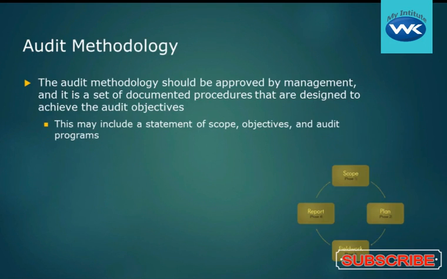Now, the methodology you use for auditing should first be approved by management, and it's going to contain the set of documented procedures that are designed to achieve the audit objectives. This should have a statement of scope, objectives, and audit programs. Now, why should we talk about management when later on I told you that you need to be independent? Okay, we're still talking about independence.